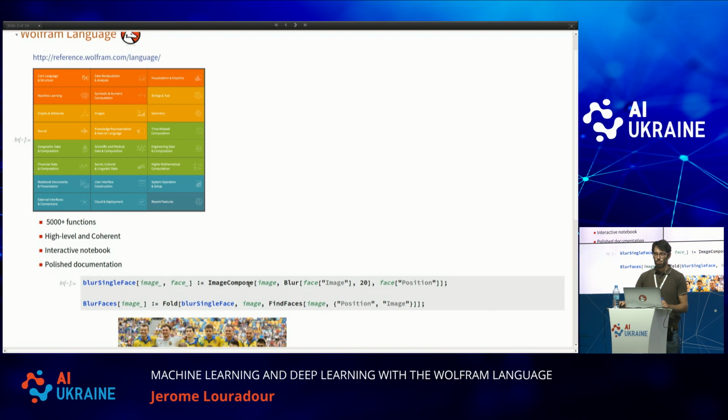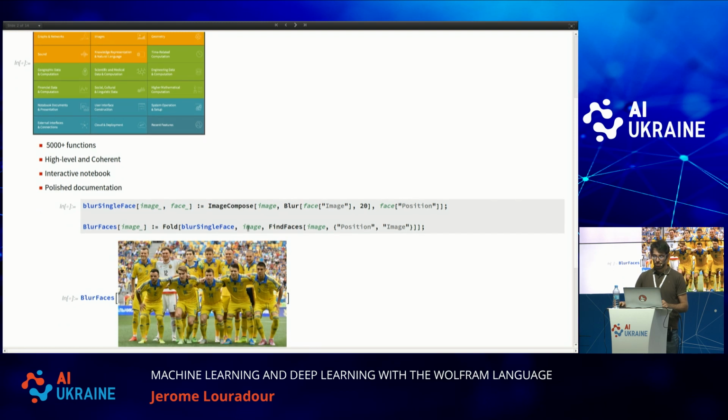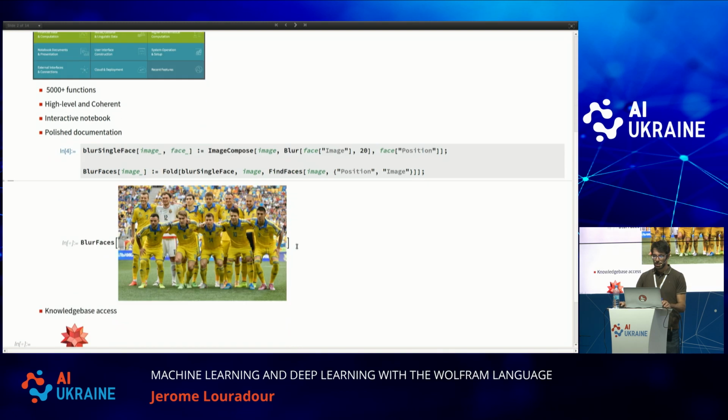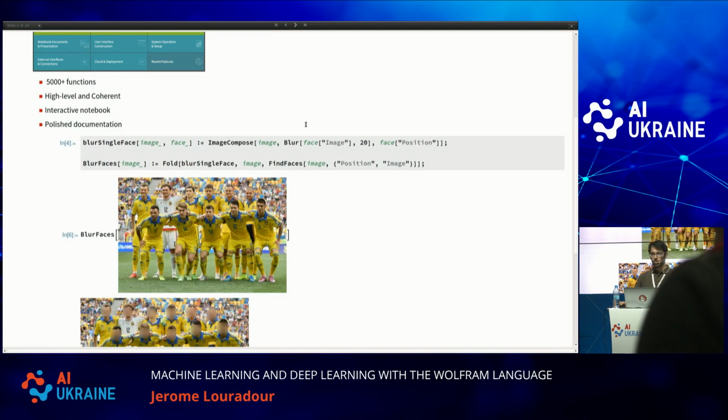I wrote a little program here with two lines of code, which is going to blur the faces in an image. If I define it and run it on an image, it's blurring the faces. It's possible to write it in two lines of code because there are high-level functions like find faces, to find faces, and blur, to blur an image.